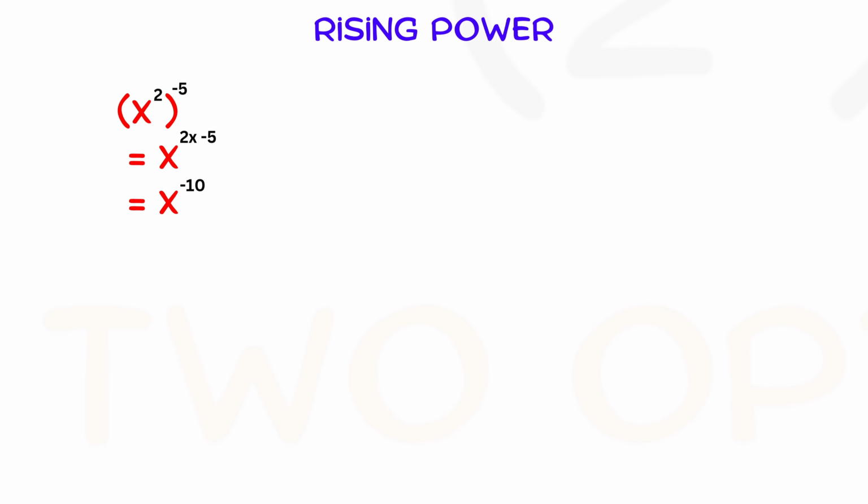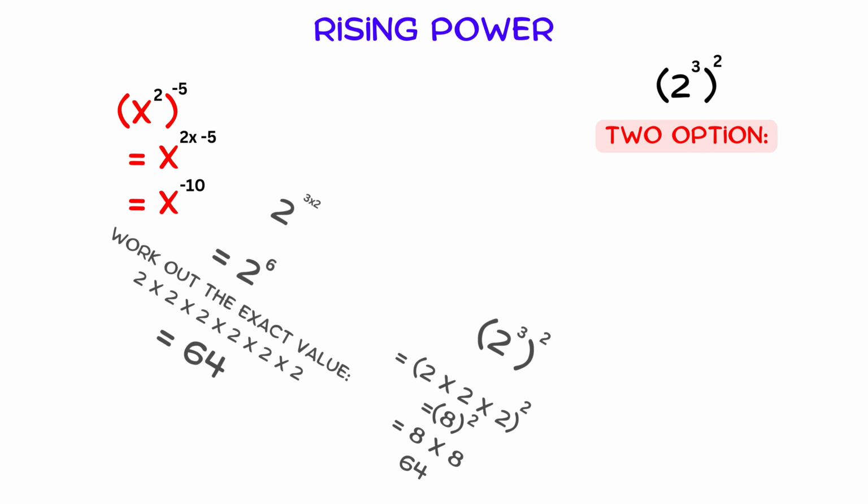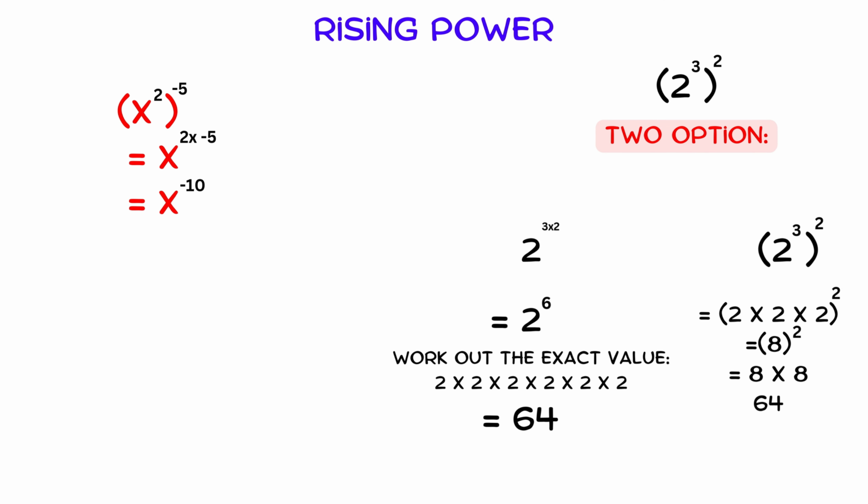If we have a number inside the bracket instead of a letter like we have here, we've kind of got two options. One would be to do it in the same way as we've been doing so far, so just 2 to the power of 3 times 2, which is 2 to the power of 6, and then we can work out the exact value of that by multiplying 6 2's together, which would be 64.